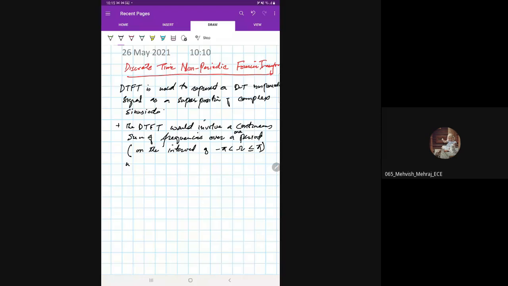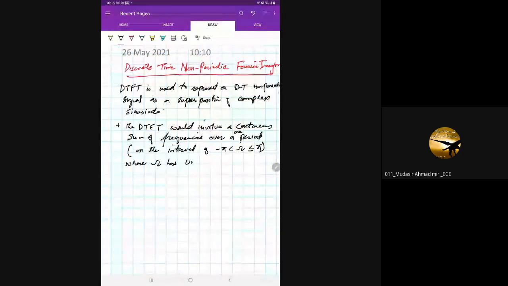What is omega here? Where omega has units of radians. So it means it is actually frequency in radians. That is 0, pi, 2 pi, whatever it is.